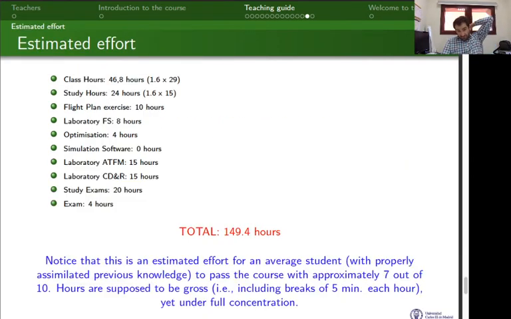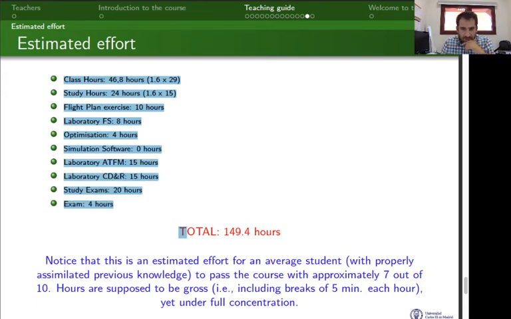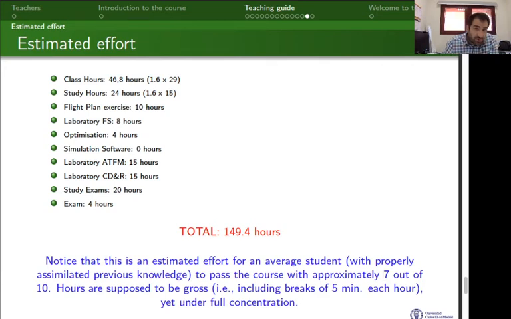This is the estimated effort, which is important, as I was saying. I mean, more or less, this is what we think you should employ to assess all the topics and the assignments. This is if you have properly assimilated the previous knowledge. If not, you should probably study a bit more. And this is for a 7, right? Which is not a very good mark. Of course, if you ambition to get a 10, probably you should increase the dedication a little bit, right?